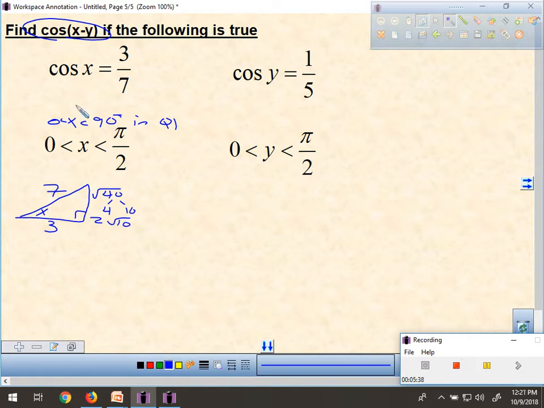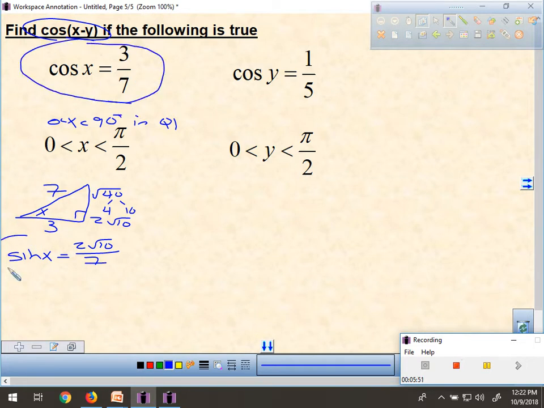All right, so that means even though cosine of x is 3 over 7, with this same triangle, sine of x would be opposite, so that would be 2 root 10 over 7. So that would be sine. So this would be cosine of x, and this will be sine of x. Now, those aren't my answers, but I'm going to use that to get my answer in a minute.